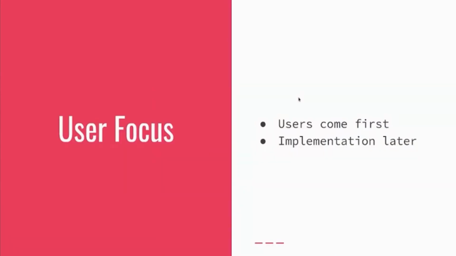User always comes first and the implementation later. Do not focus on the implementation. Do not try to make it easy for you to implement some feature. Make it easy for the user, make it more intuitive and make it more powerful.